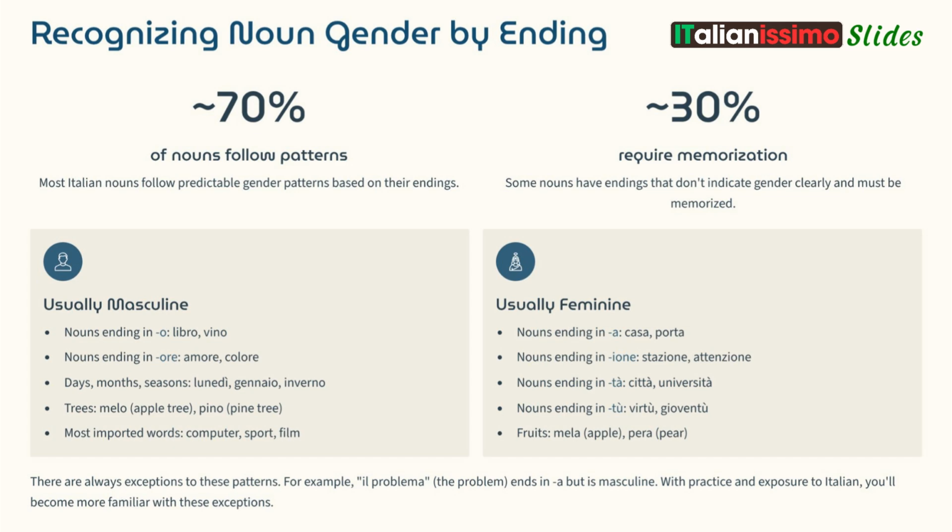Usually feminine: nouns ending in a, like tazza, porta; nouns ending in ione, like stazione, attenzione. Nouns ending in tà, like città, università. Nouns ending in tù, like virtù, gioventù. Fruits like mela and pera. Note, there are exceptions, for example, problema ends in a but is masculine.